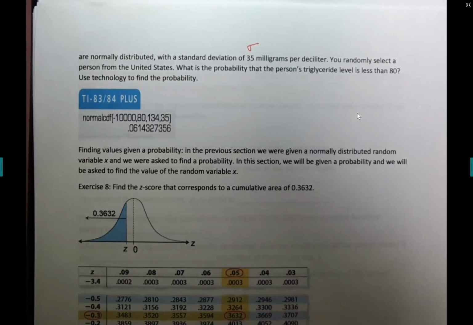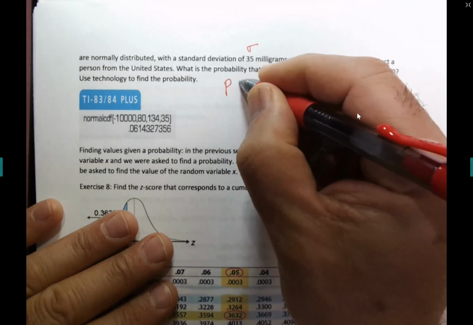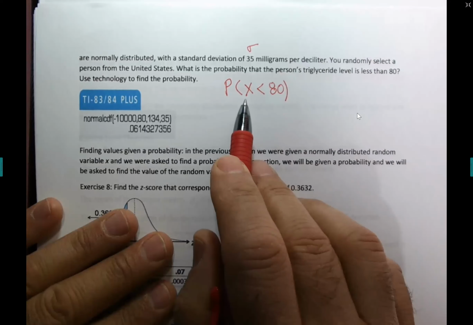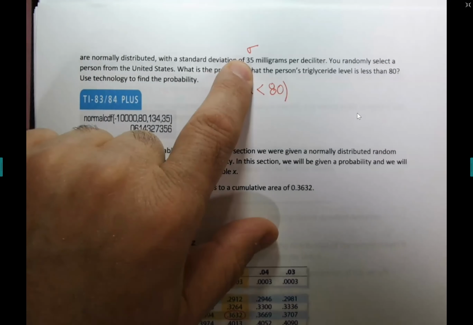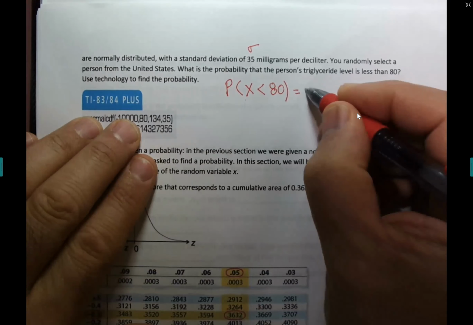You randomly select a person from the United States. What's the probability that the person's triglyceride level is less than 80? So if we pick one person in the US at random, what is the chance that this person's triglyceride level is less than 80? Less than 80 means very good. Here's how you write it down: probability of X less than 80. When do you write Z, guys? Only when he uses Z scores, if he tells you probability of Z. But since now it's raw data, he gives you a mean, which is not 0, and a standard deviation, which is not 1, then we don't have a Z, we have X, less than 80, which is normal.